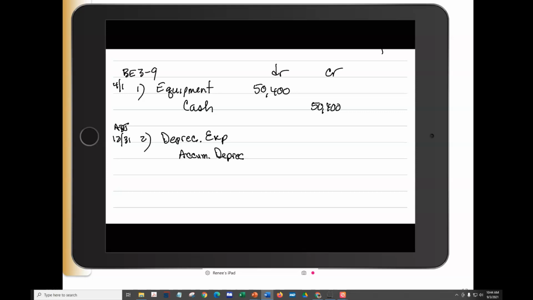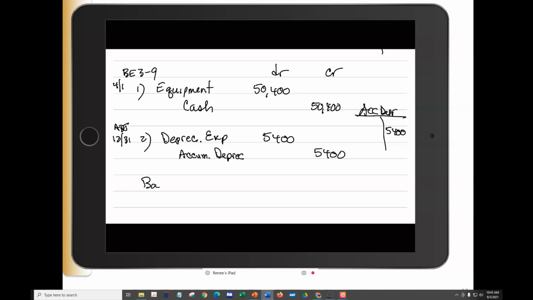So what we have to do, they told us it's $600 a month. How many months between April 1st and December 31st? And be careful, again, it's the whole month of April and then the whole month of December as well. So it's 9 months at $600 a month. That's $5,400. That leaves this accumulated depreciation account with a $5,400 credit balance. Notice we did not reduce the equipment account. We don't want to do that.